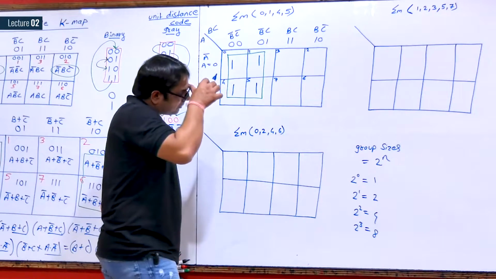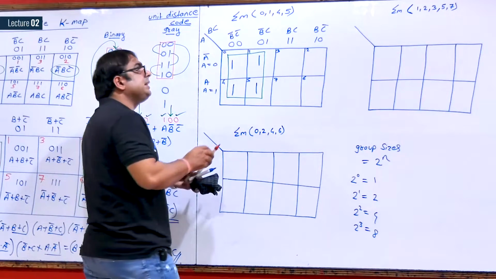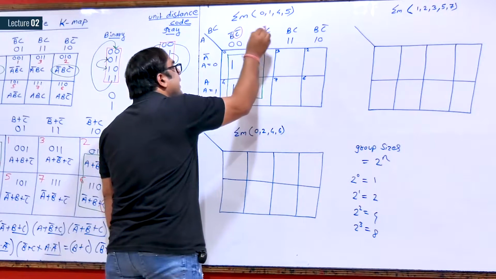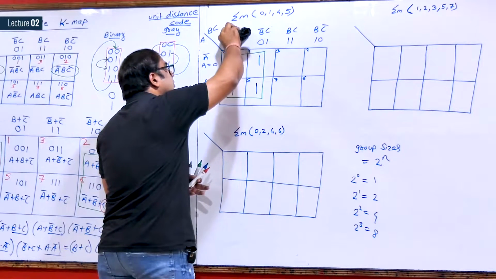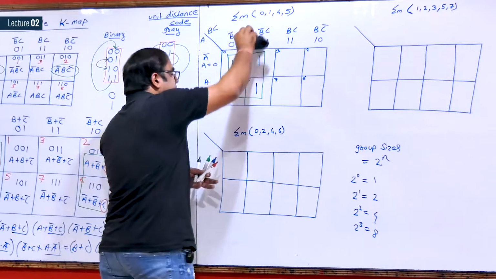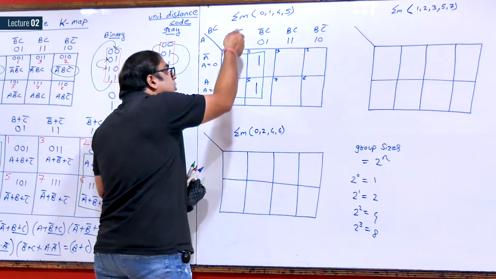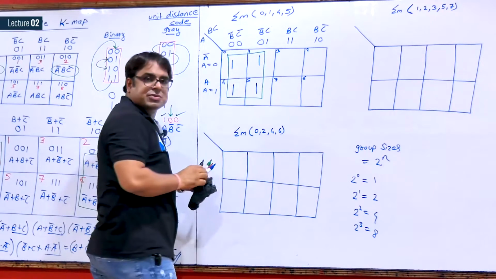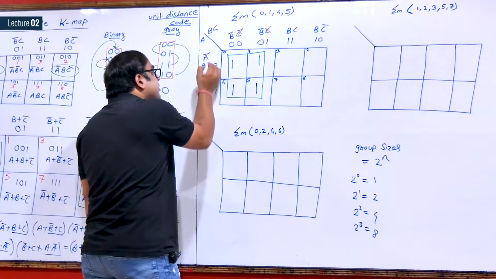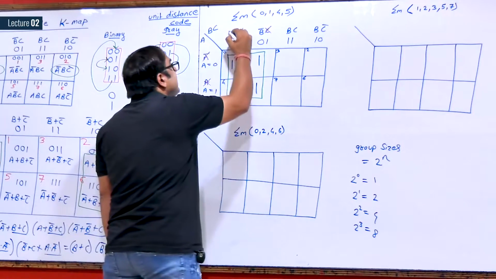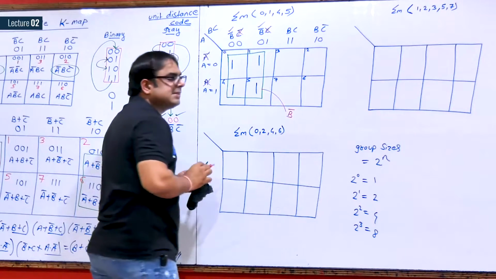Now, you see here. What is common for the entire group? C complement, sorry, C complement is not common. Why is C not common? Because it is changing. For this part it is C complement, for this part it is C. So C will get reduced. This A will also get reduced. So the only thing left is B complement. So this corresponds to B complement. Your answer is B complement.